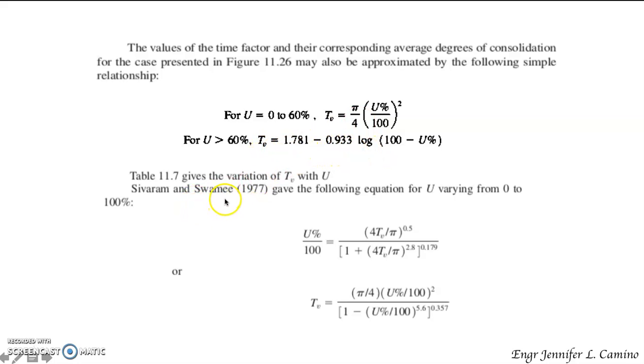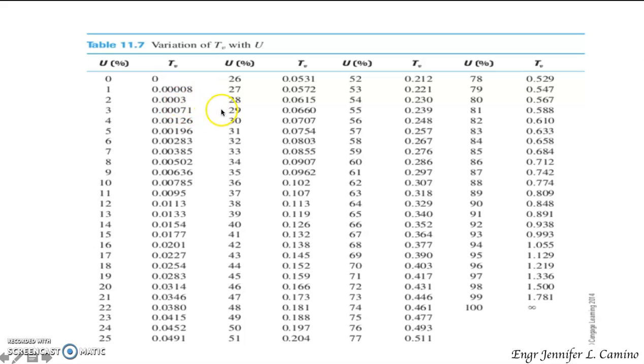Table 11.7 gives the variation of T sub v, the time factor, with the degree of consolidation U. According to Sivaram and Swamee, the following equation applies for U varying from 0 to 100%. So this is the theory of Sivaram and Swamee. We have here the variations of the time factor with our degree of consolidation, presented in table 11.7.